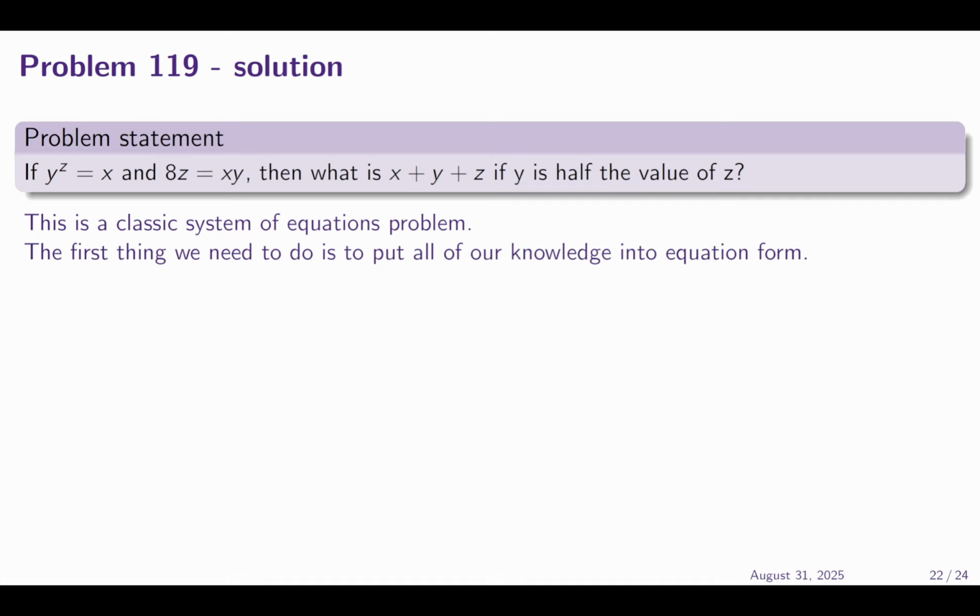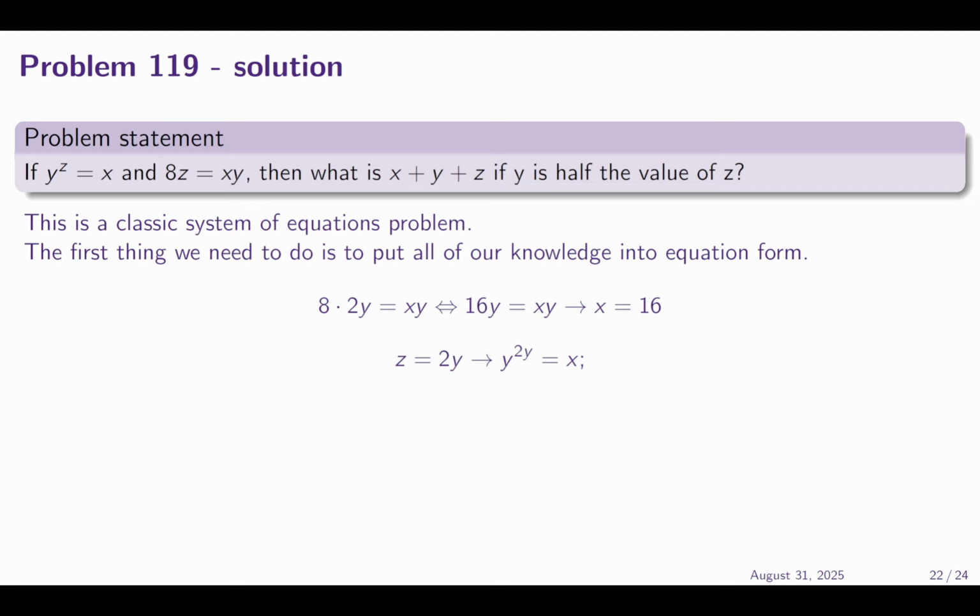The first thing that we need to do is to put all of our knowledge of the system into equation form. The second equation becomes 8 times 2y is equal to xy, because of the fact that y is half the value of z. Therefore, we can say that 16y equals xy, and so calculate that x is equal to 16. This is going to make things a whole lot easier.